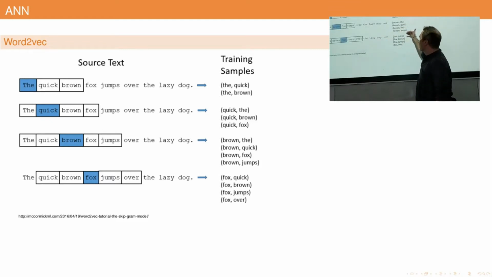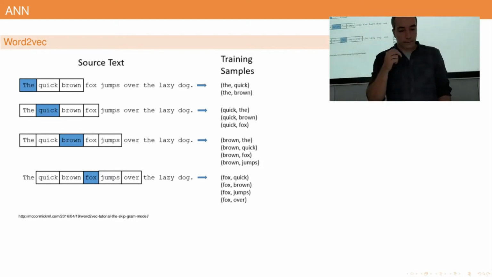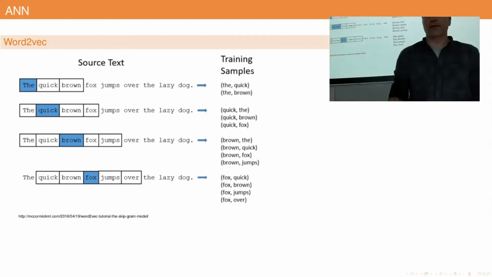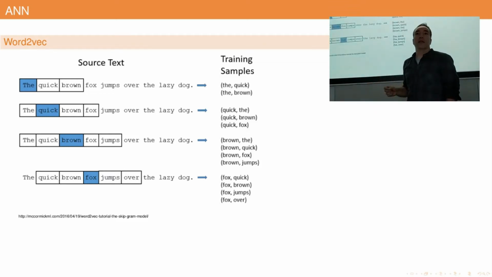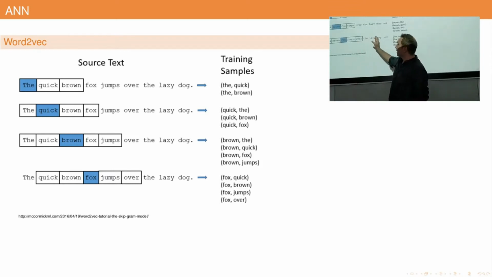And this goes on and on. As you can imagine, you get a very, very large list in the end of all the tuples of words that appear together in the given context. And of course, the bigger you make this window, the longer the list will be.